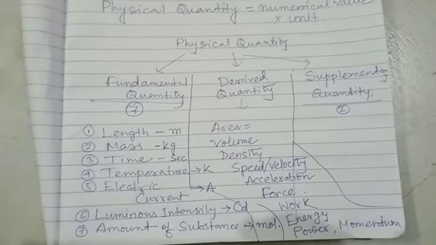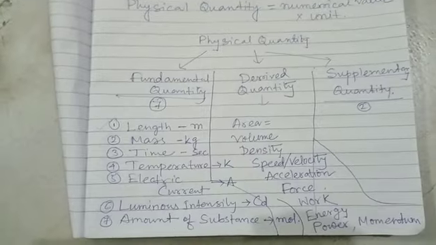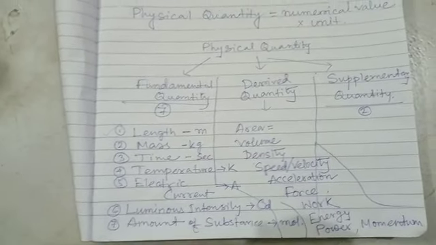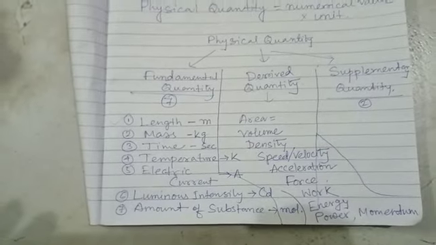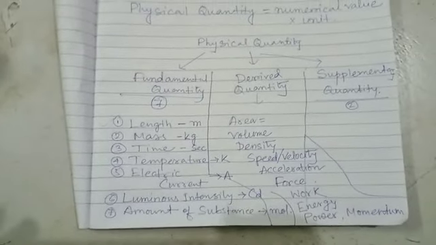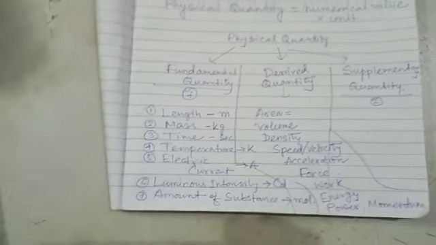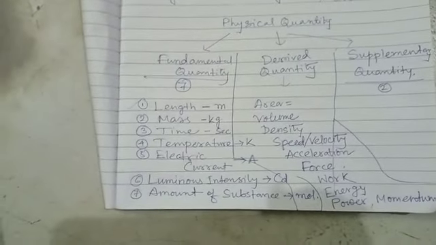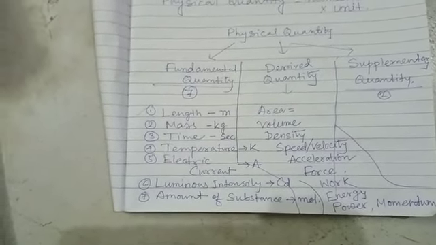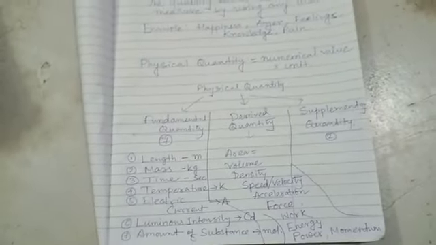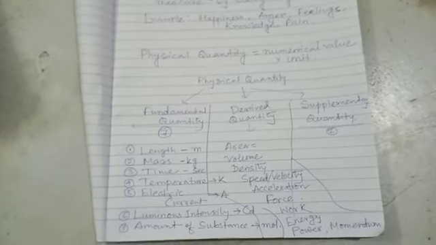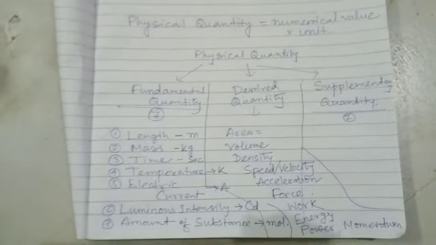And now supplementary quantity. What is the supplementary quantity? There are 2 quantities which we do not use so much, but they are a kind of fundamental type of quantity, and these 2 quantities are called supplementary quantities. Which are these 2 supplementary quantities? One is angle and another is solid angle.